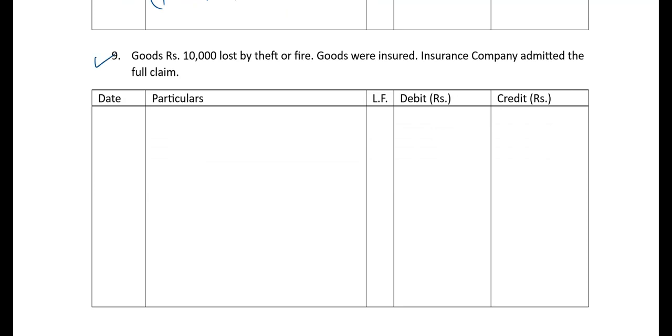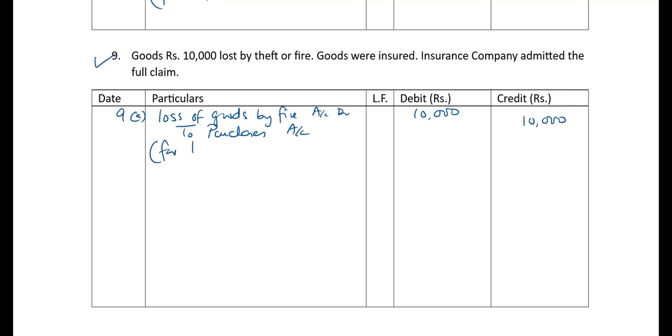Ninth transaction, goods rupees 10,000 lost by theft or fire. The goods were insured and the insurance company admitted the full claim. So the first journal entry, loss of goods by fire account debit 10,000 to purchases account, 10,000, for loss of goods by fire.